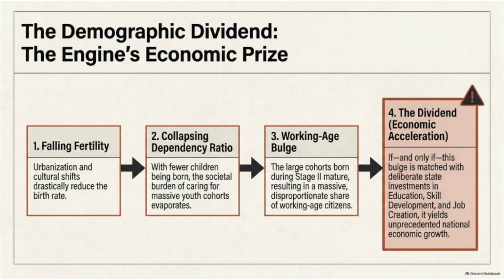There is also an important economic prize hidden within this engine known as the demographic dividend. It begins with falling fertility, where urbanization and cultural shifts drastically reduce the birth rate. This leads to a collapsing dependency ratio, where with fewer children being born, the societal burden of caring for massive youth cohorts evaporates. This creates a working age bulge, where the large cohorts born during stage 2 mature, resulting in a massive disproportionate share of working age citizens.